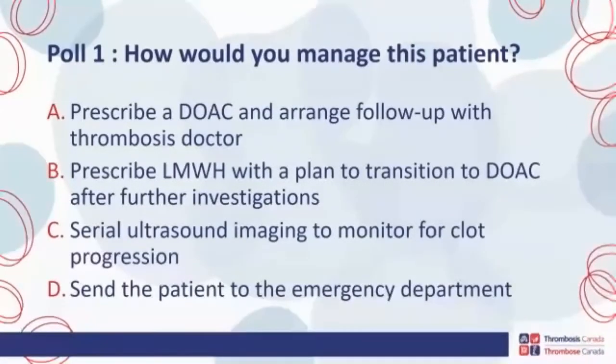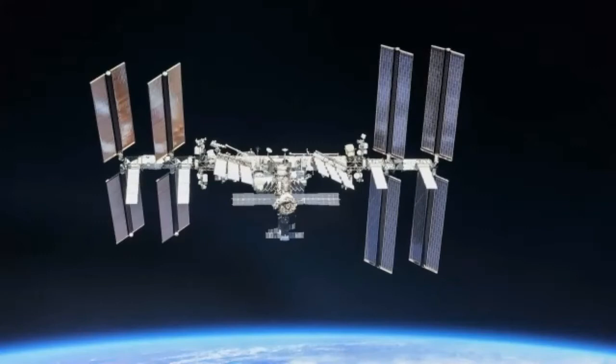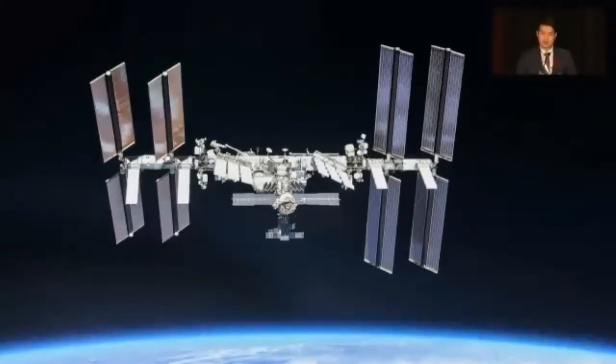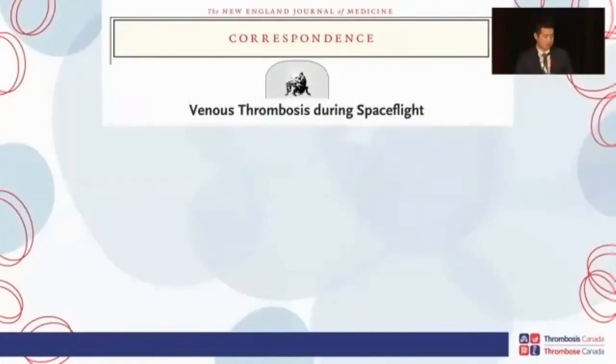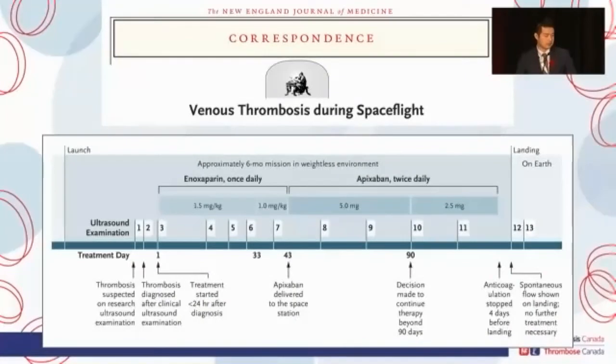Okay, so A, B, and C are reasonable options. D is not, because this case happened on the International Space Station. This was a case that was published about an astronaut, and I'll go through the timeline. But this is an example of virtual care. Even on the space station, they're giving thrombosis care to our astronauts. This case was published in January 2020, just before the pandemic. And this is the timeline.